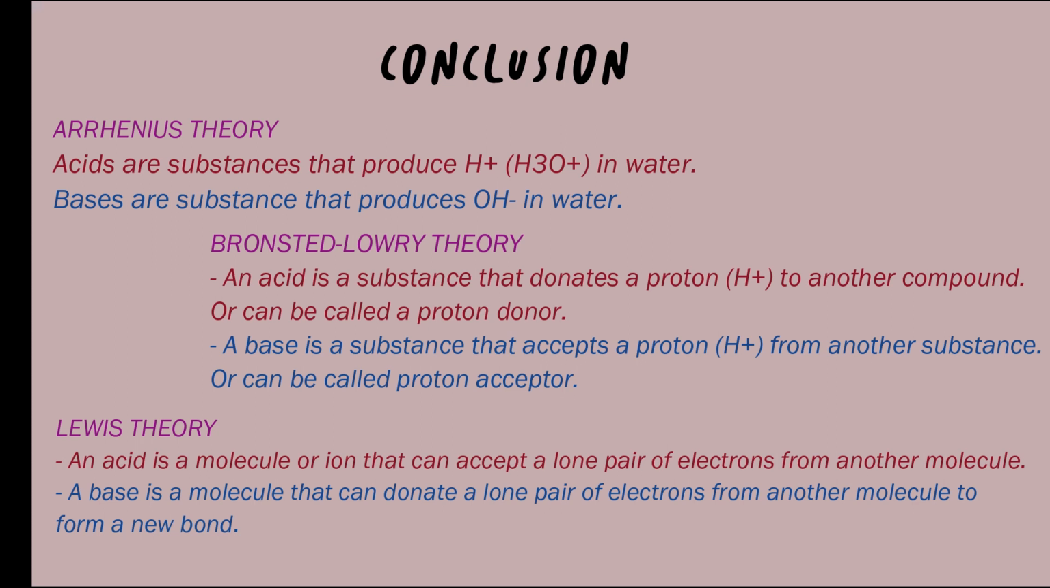Next, the third theory is Lewis theory. An acid is a molecule or ion that can accept a lone pair of electrons from another molecule, and then a base is a molecule that can donate a lone pair of electrons from another molecule to form a new bond.